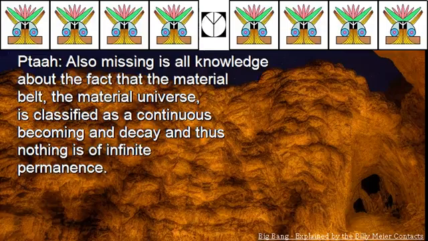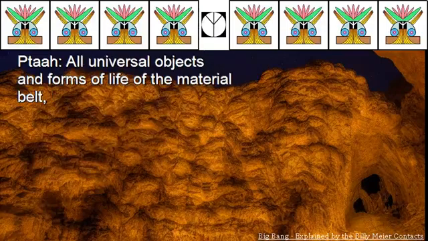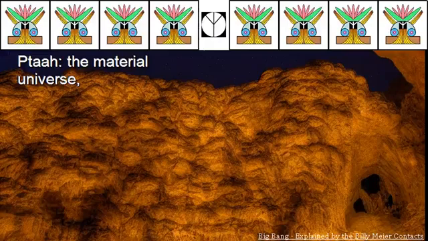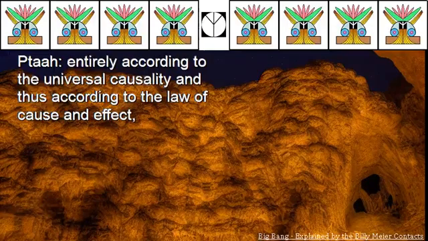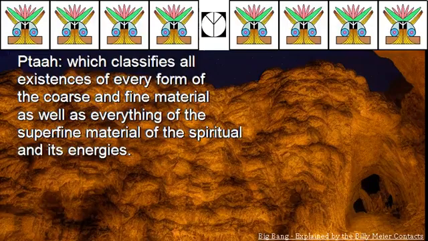Also missing is all knowledge about the fact that the material belt, the material universe, is classified as a continuous becoming and decay, and thus nothing is of infinite permanence. All universal objects and forms of life of the material belt, the material universe, become and disappear in permanent succession and become a recurrence and reoccurrence, entirely according to the universal causality, and thus according to the law of cause and effect, which classifies all existences of every form of the coarse and fine material as well as everything of the superfine material of the spiritual and its energies.